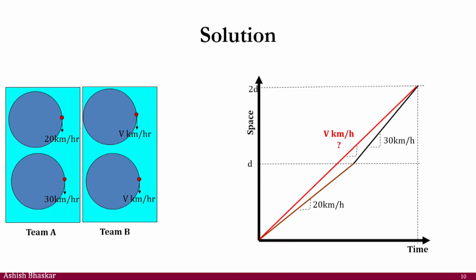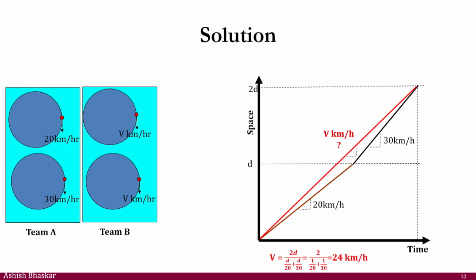If I had not introduced the concept of the space mean speed, the average of 20 and 30 is 25. You would have thought 25 should be the average speed, but actually, because they are running for the same space, the same distance, it is the harmonic mean you have to consider.